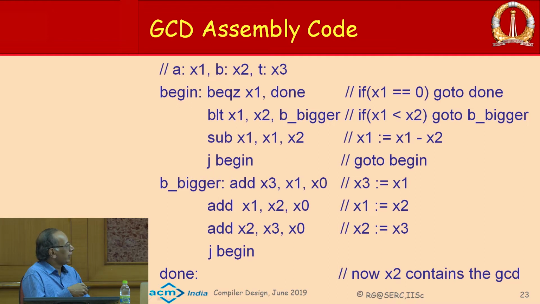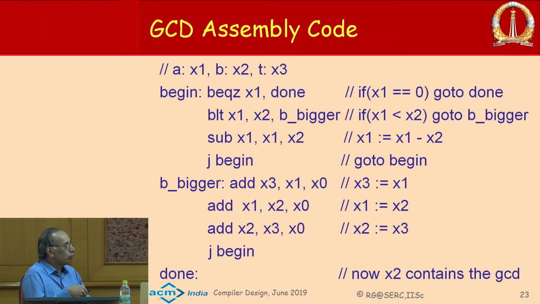If X1 is greater than or equal to X2, then you perform this step, right? Subtract X2 from X1 and put the value back in X1, and then you go back. You continue like that. If X1 is less than X2, you jump here.